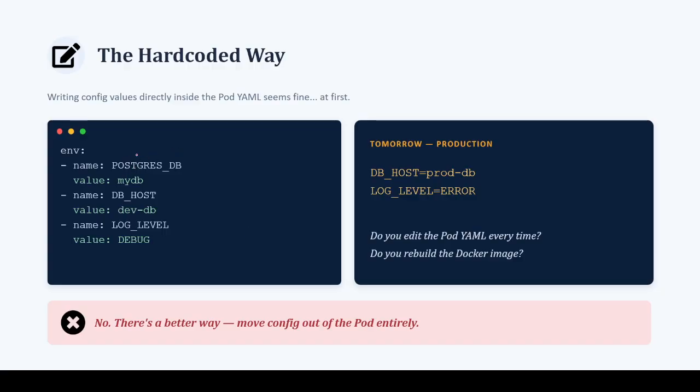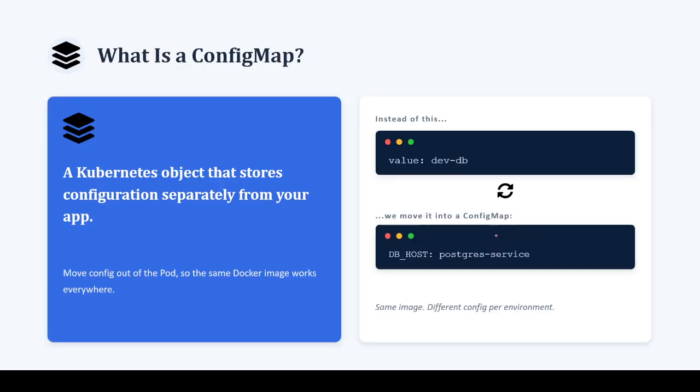Even so, you can define everything as environment variables, like env name, value, name, value. But tomorrow if you are deploying into production and your db host gets changed, you need to edit your pod YAML file every time, and that's a tedious task, right? So there is a better way, what I mentioned, that is the ConfigMap.